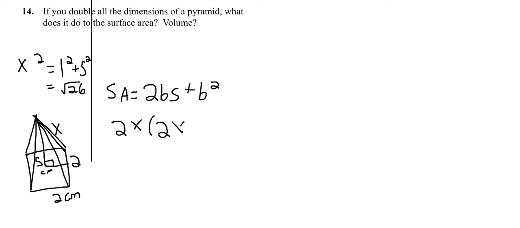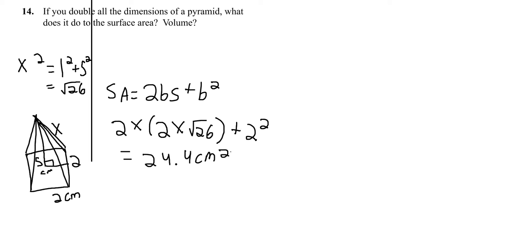So you're going to multiply 2 by the square root of 26. And then you have to add base squared, so it's 2 squared. And then if you calculate that, it's 24.4. And this is squared because it's surface area.